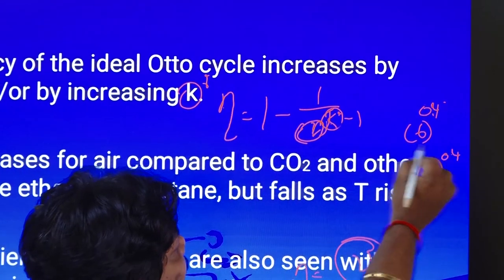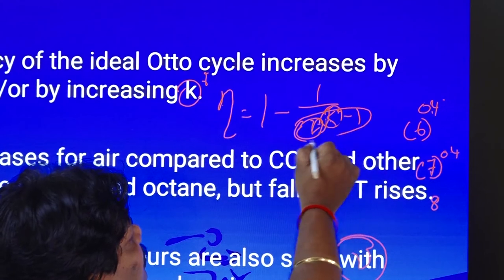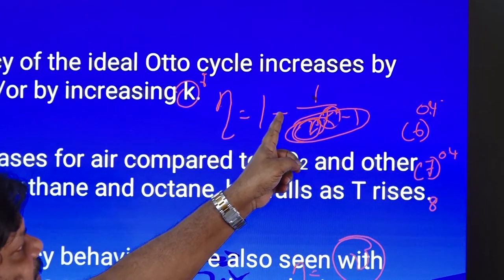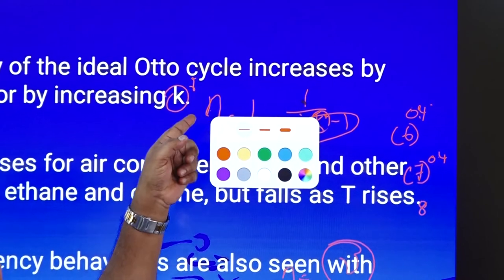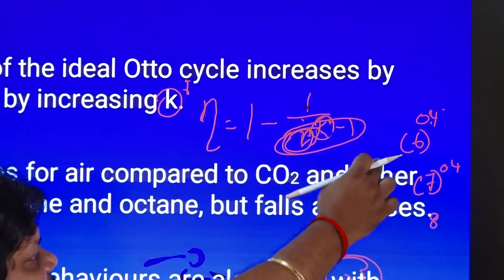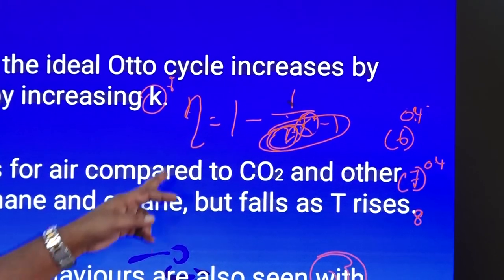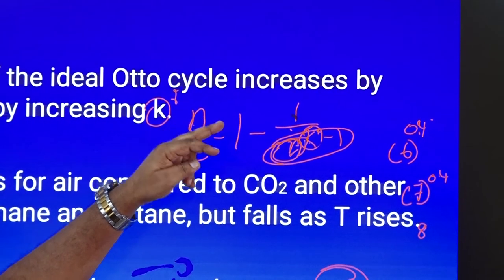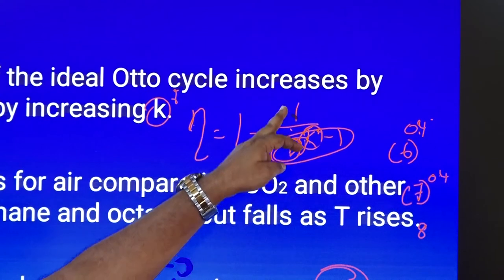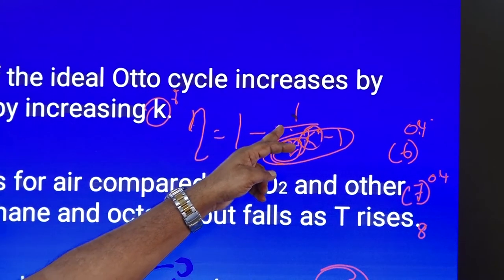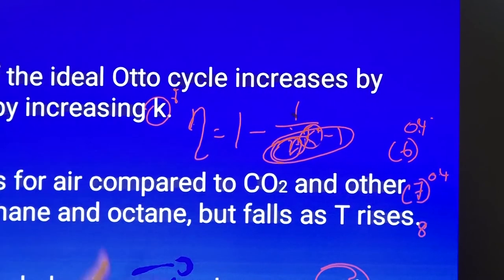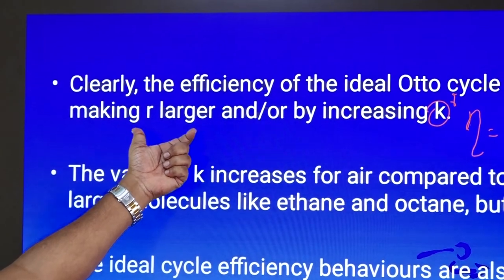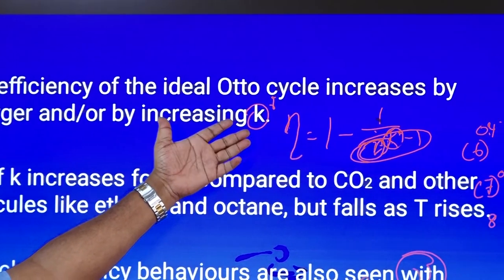So this becomes 7 power 0.4. So you see here the power increases, this value increases. As long as this value increases, this fraction will decrease, and if you subtract this lower value from 1, the efficiency will increase. Okay, so as long as you increase this, you will get the highest possible efficiency, that is air standard efficiency. And the same case for this k also. So if you go for k as 0.4, 0.5, 0.6, this value will increase, and later on this fraction will decrease, and so if you get a lesser value on this side, the efficiency will increase. So that is a simple concept. So the ideal Otto cycle efficiency increases for larger r value and by increasing the value of k, otherwise gamma.